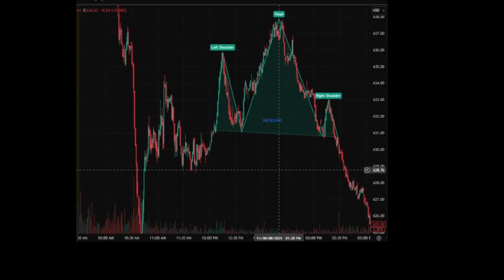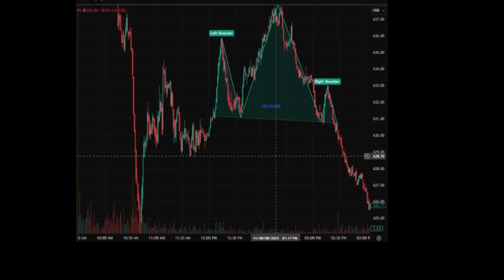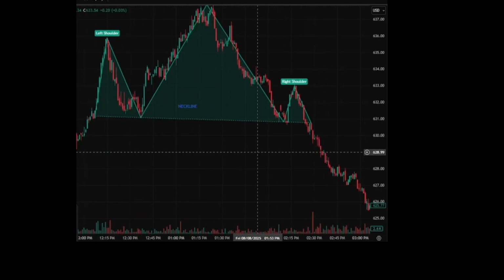When the price breaks below the neckline after the right shoulder forms, it signals the end of the previous uptrend and the beginning of a new downtrend.